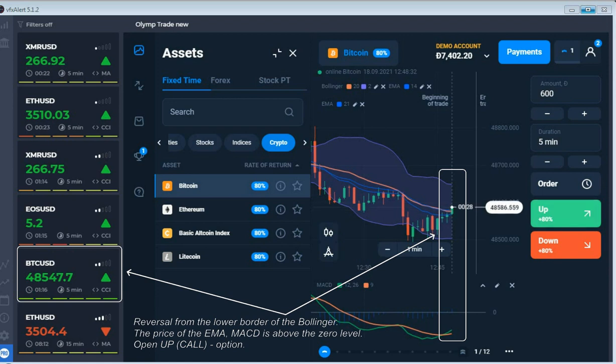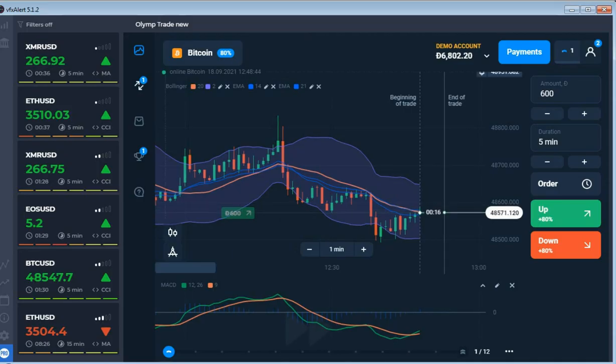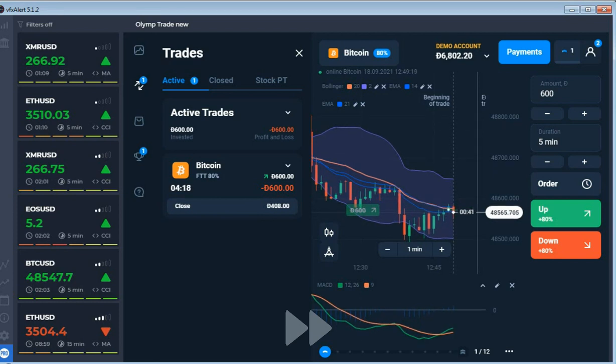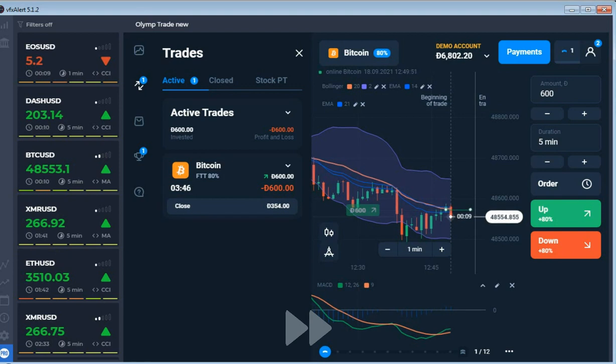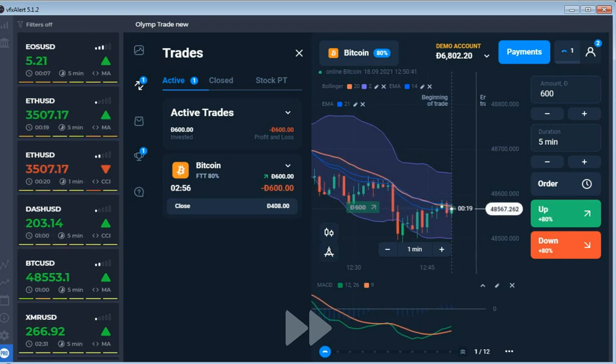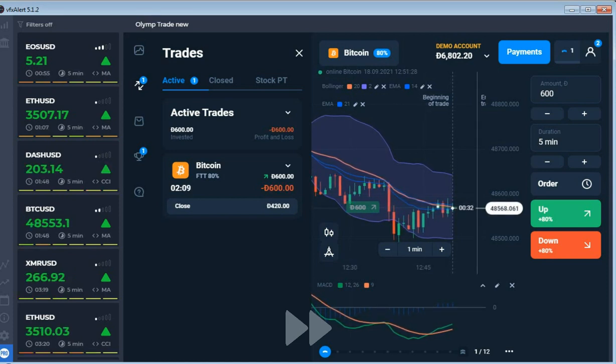Returning to Bitcoin, we see a reversal from the lower border of the Bollinger. The MACD broke through the zero level. Open the up option at the point where the price crosses the trend lines. The uptrend continues with a short flat near the opening level. The price tends to translate the option into a profit.